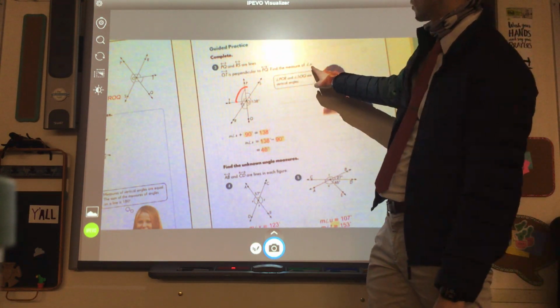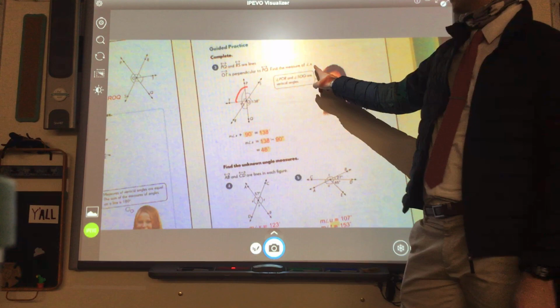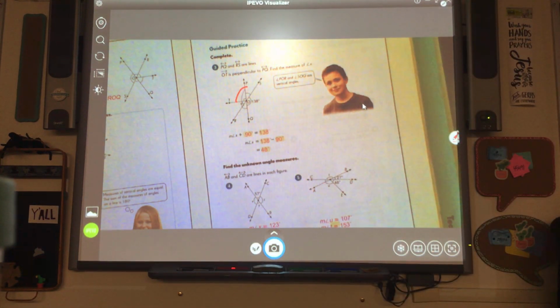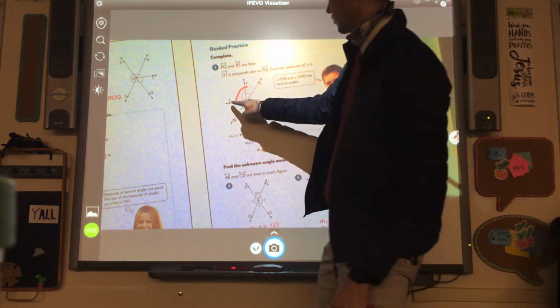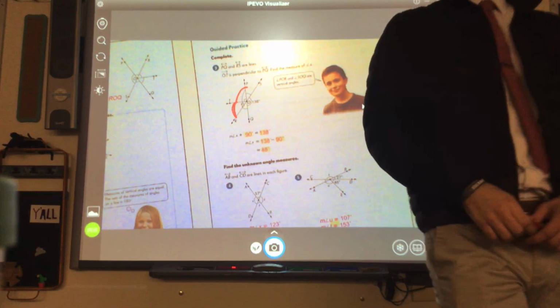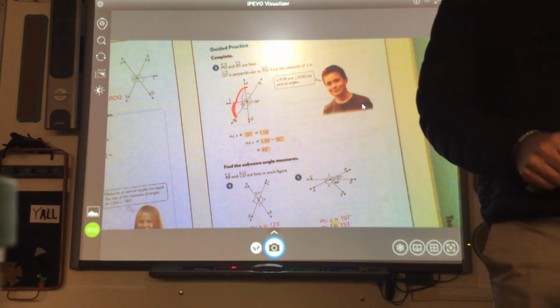Find the measure of angle... What does it say in your book? Find the measure of angle... So X is this one right here, right? So it's TOR.